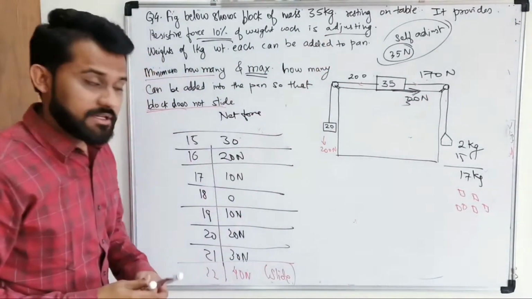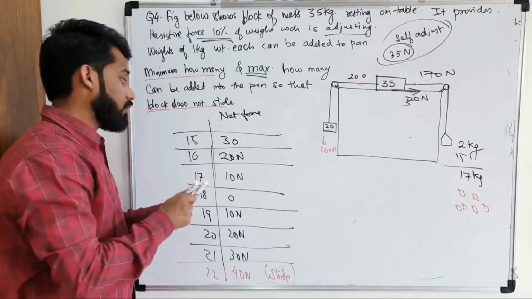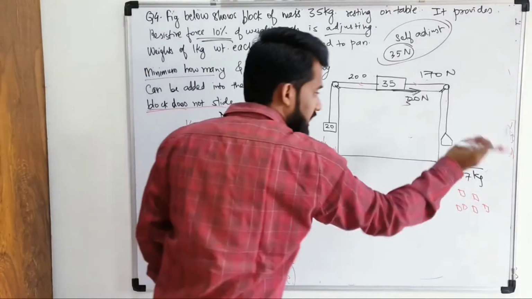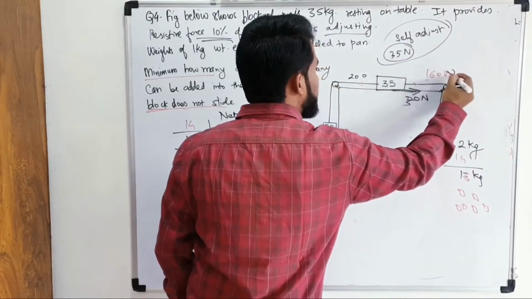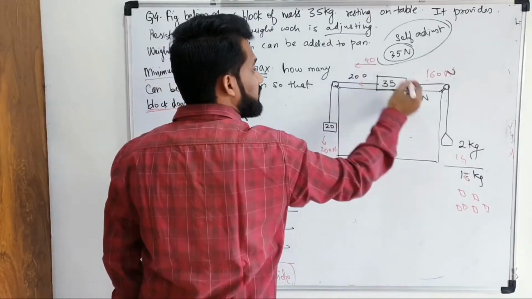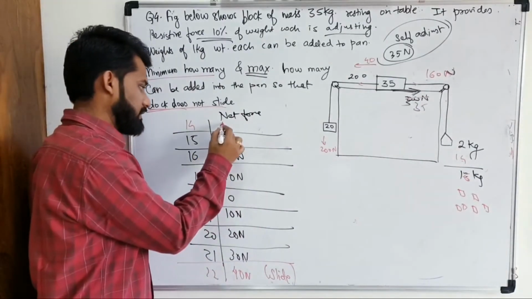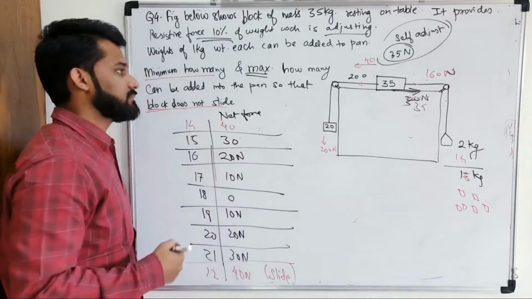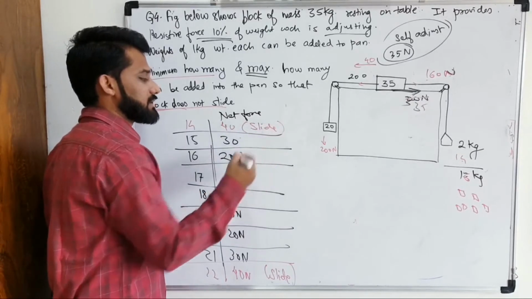limit is 35. But if I remove one more weight now, अगर और एक weight निकाला, if I make 14 weights only, यहाँ से और एक weight निकाला, this will become 16, 160 and 160 में now net force will become 40 over here, but self adjusting 35 कर पाएगा and the block will slide. Okay, so this will become 40 net force इधर and therefore the block will slide.